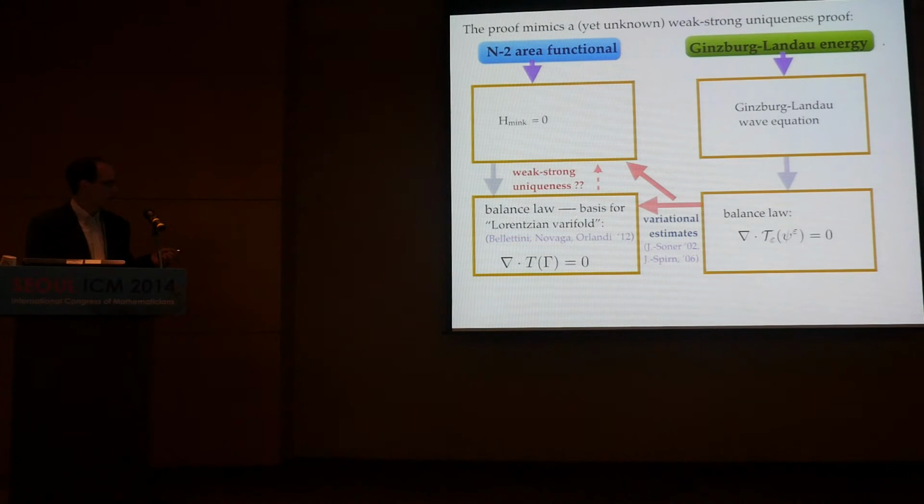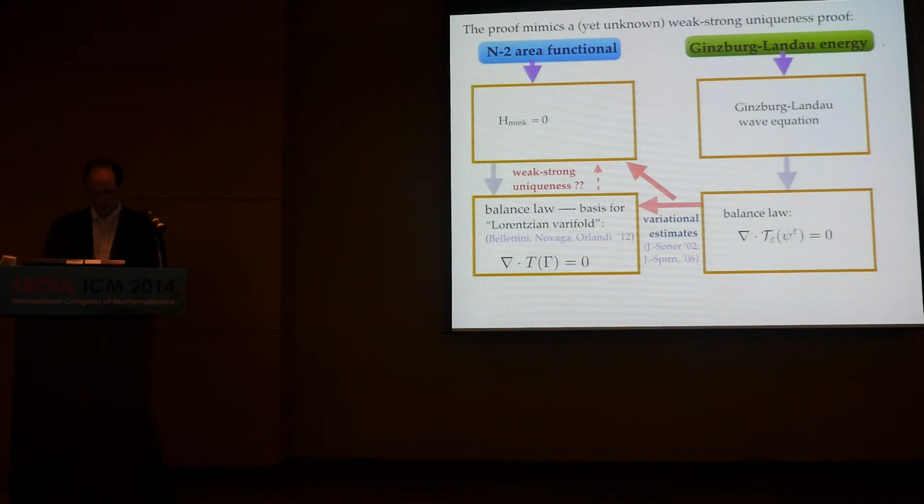There actually is no weak-strong uniqueness theorem yet known in this setting. Their definition is a bit difficult to work with, and that may be the weakness. But in the interest of time, I'll just assert that when the weak-strong uniqueness theorem is found, it will mimic this proof here.